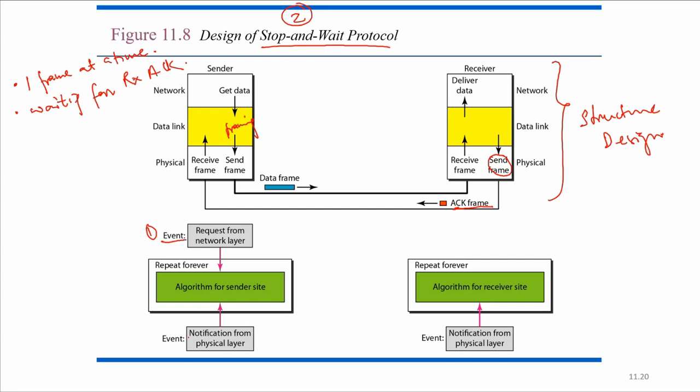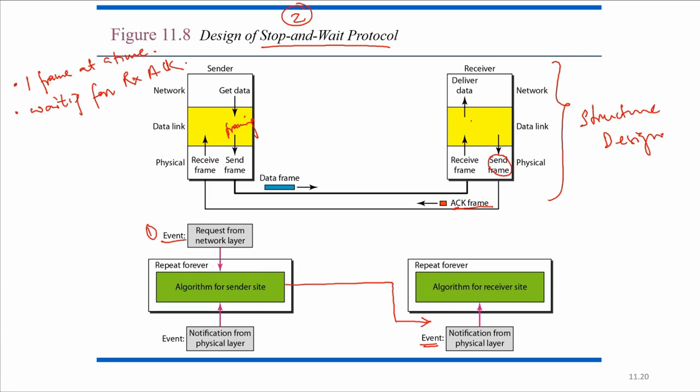So how is it done at the event level? The first event is a request from the network layer. Then it will be framing and sending the packet. Once the packet is sent, it goes to the physical layer. At the receiver side, there will be an event, a notification at the physical layer. It will be provided to the data link layer, which does some processing. That process will accept the frame, then deframe, destuff, and send it to the network layer.